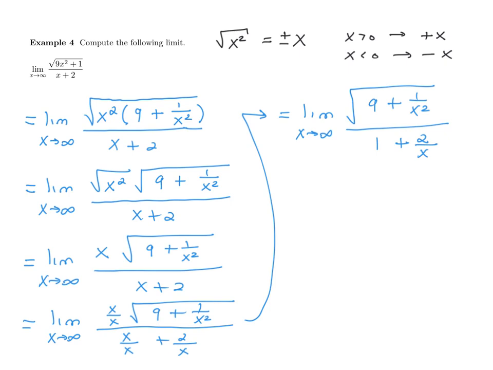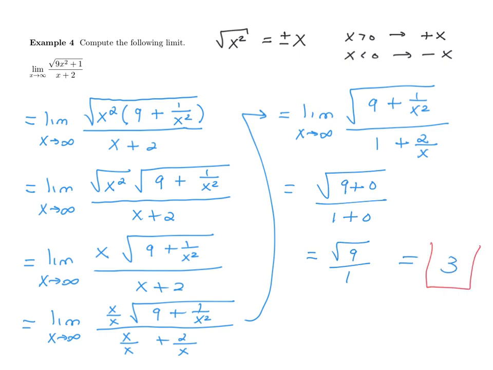And the reason is 9 stays 9. The square root doesn't go anywhere. This one stays 1. But this is 0, and this is 0. So by evaluating the limit, we get root 9 plus 0 over 1 plus 0, which is the square root of 9 over 1, which is simply 3. And that is the answer to this problem.